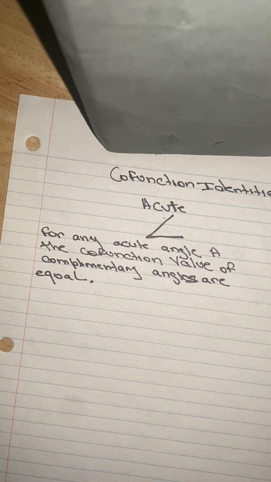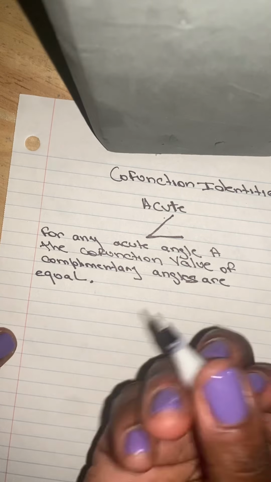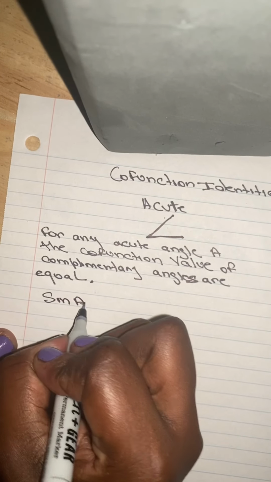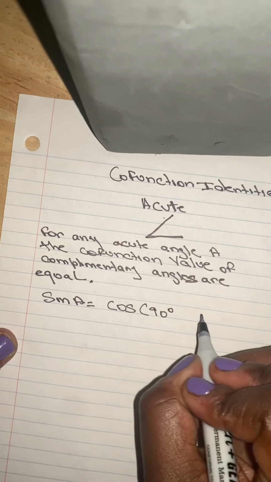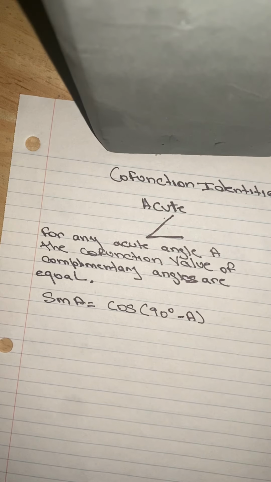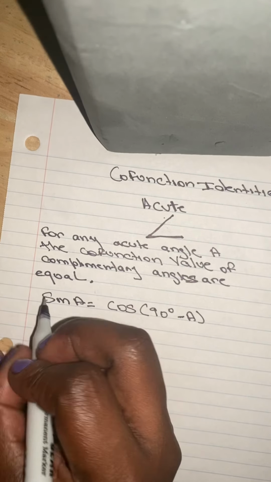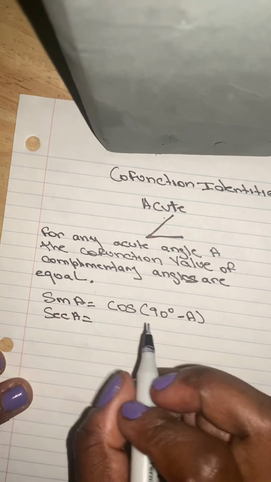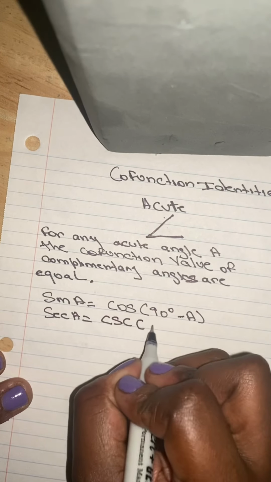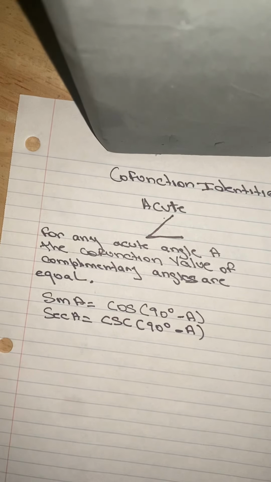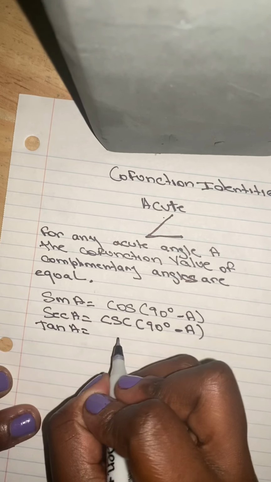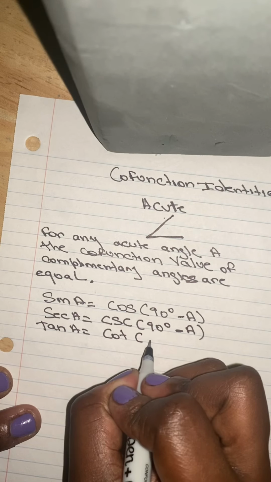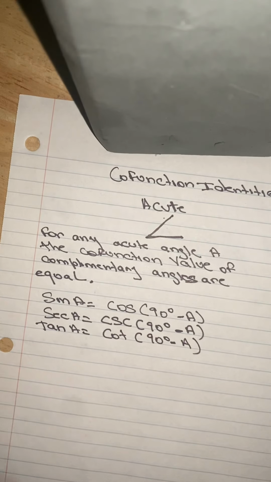For instance, if we have sine A, it's going to give us the cosine of 90 degrees minus the angle. Second, if we have the secant of A, it's going to give us the cosecant of 90 degrees minus the angle. Third, if we have the tangent of A, it's going to give us the cotangent of 90 degrees minus the angle.